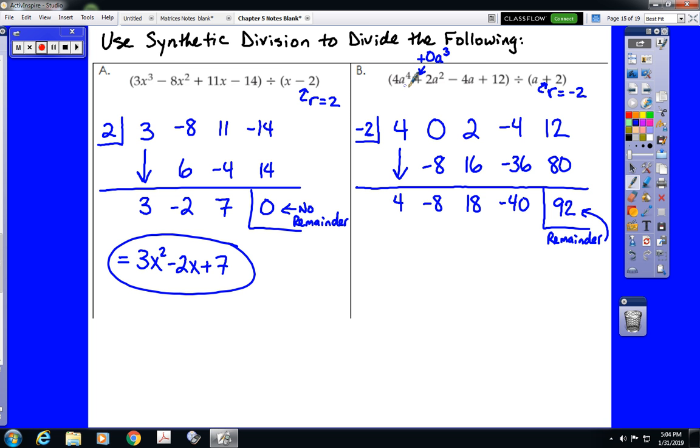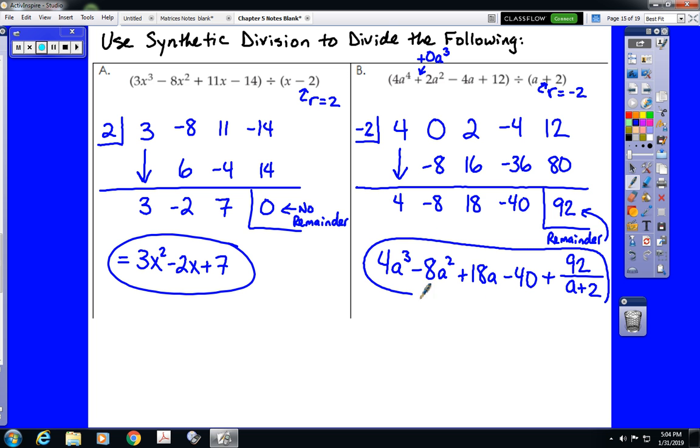So again, our problem started with a to the 4th. We divided it by a to the 1st, so our answer should start 1 less than 4, which would be a cubed. So our answer is 4a cubed minus 8a squared plus 18a minus 40. And then our remainder of 92 becomes the top of a fraction, and the bottom of the fraction is our divisor, a plus 2. So our final answer would be 4a cubed minus 8a squared plus 18a minus 40 plus 92 over a plus 2. So that's 3 good examples of basic synthetic division.